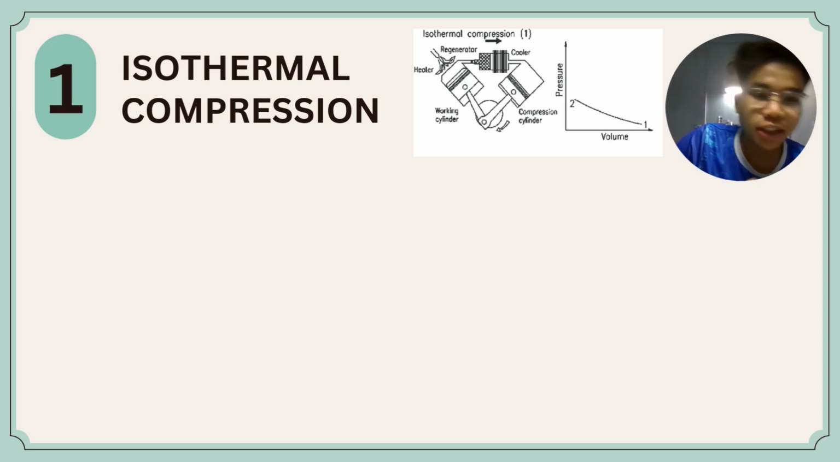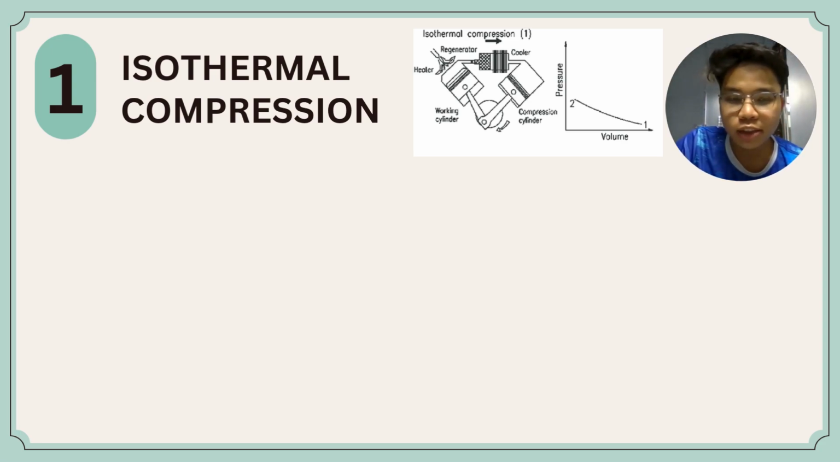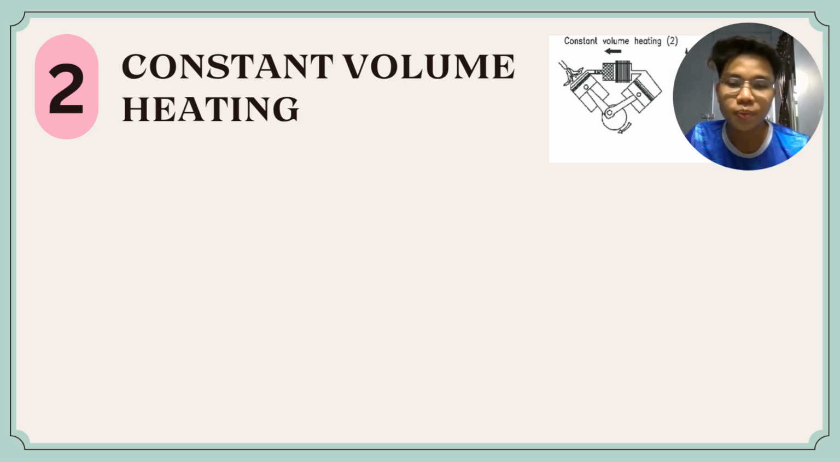The first phase is the isothermal compression. In this phase, the gas inside the cylinder is compressed at a constant temperature because it is in contact with a cooler. As the piston moves in, the gas volume decreases and its pressure increases. The heat is removed from the gas to keep the temperature the same. The system here does negative work, which means the energy is absorbed by the gas.